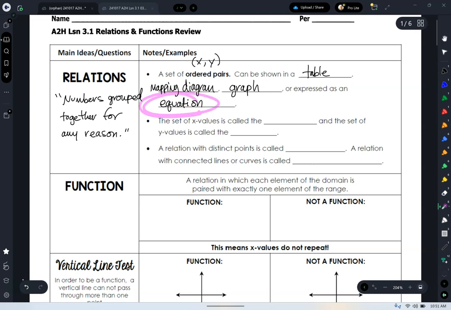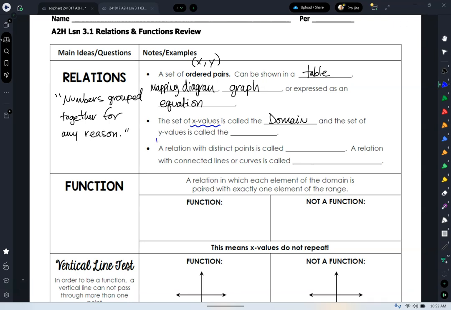This is going to be the head side of the coin. This is going to be the tail side of the coin. And the idea would be to flip back and forth between the equation and the graph, knowing that those two things are different representations of the same relationship. Okay, now the set of X values, let's underline that or highlight that, however you want to do that. The set of X values is called the domain of the function.